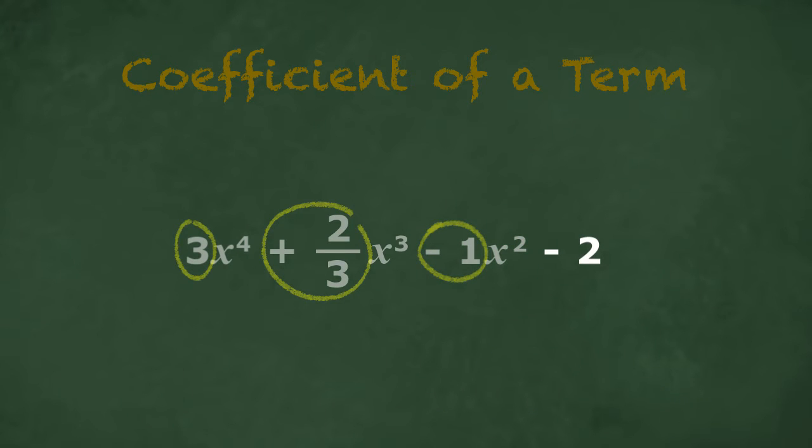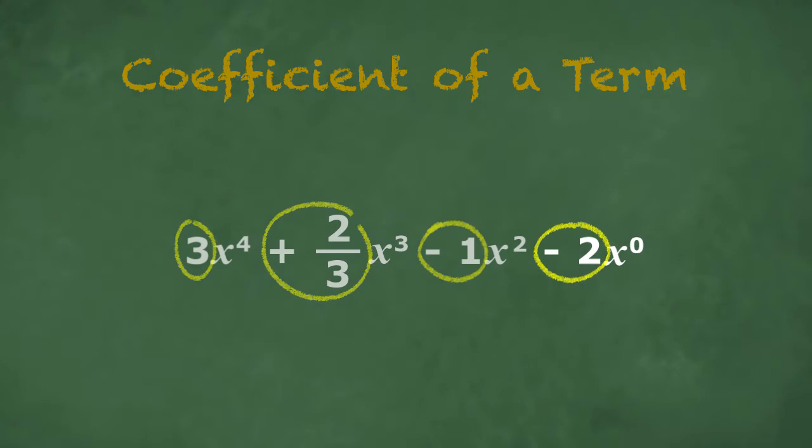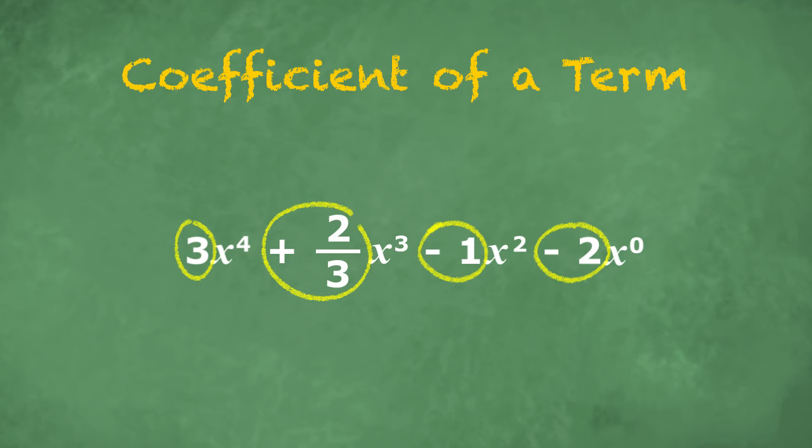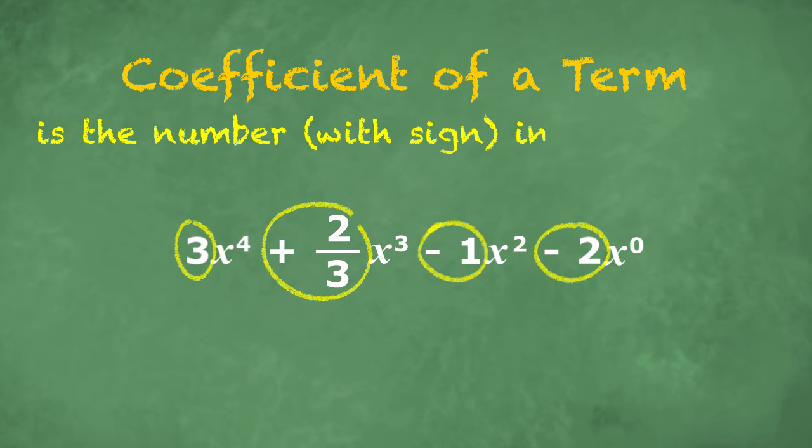-2 is the constant term. This is the term where x is to the power 0. Therefore, the coefficient of x to the power 0 is -2. So, in a polynomial, the coefficient of a term is the number, with its sign, in front of powers of x.